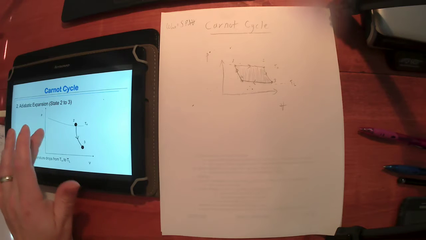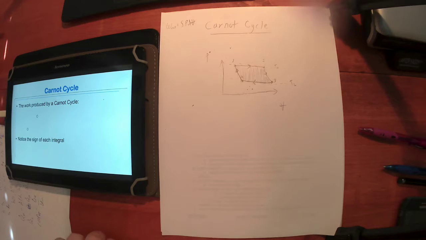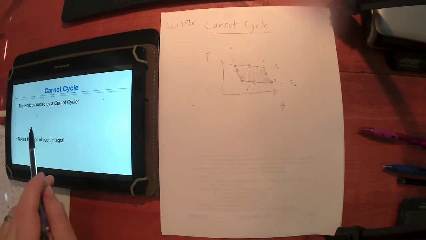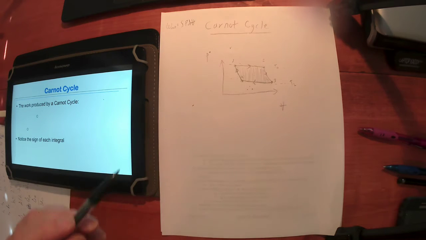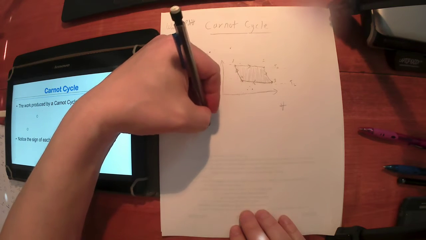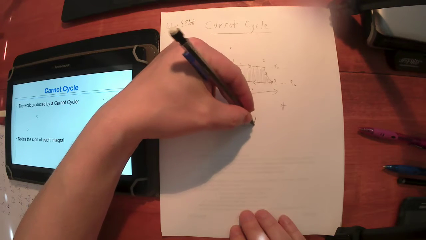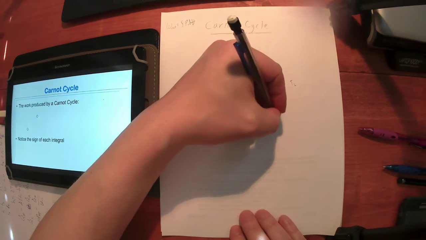Now, as we mentioned, the area bound by these curves represents, and on my tablet here this is not displaying, but I notice on Canvas it's displaying just fine, the work produced by the Carnot cycle.